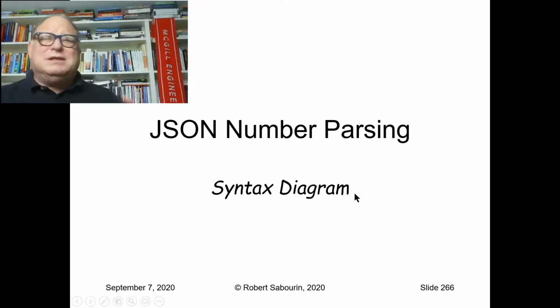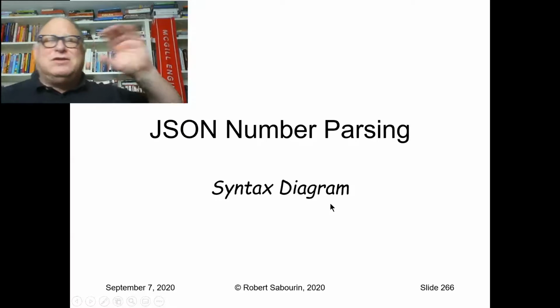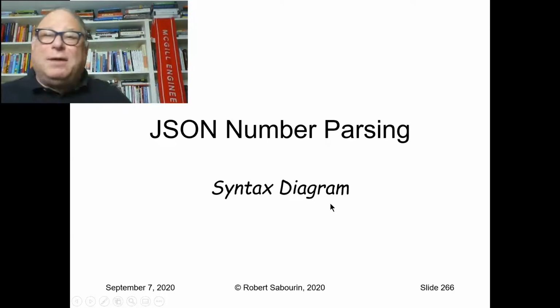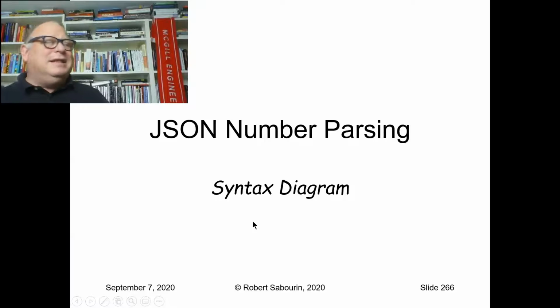This is an interesting thing where your syntax automaton may be moving through different objects at the same time. The example that I want to share with you here is a fairly straightforward syntax diagram that's used to understand how a number can be parsed in JSON.